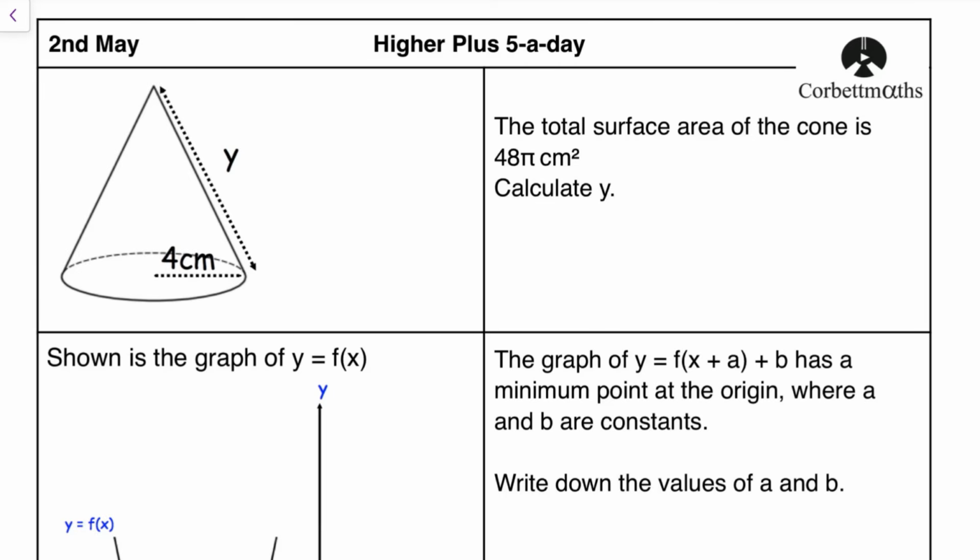Now, without doing any maths, 48 pi makes me a bit happier. It means the pi's are going to cancel out. It just makes the calculation easier. This could probably be a non-calculated question. I haven't done it yet, but my guess is the numbers work out quite nicely.